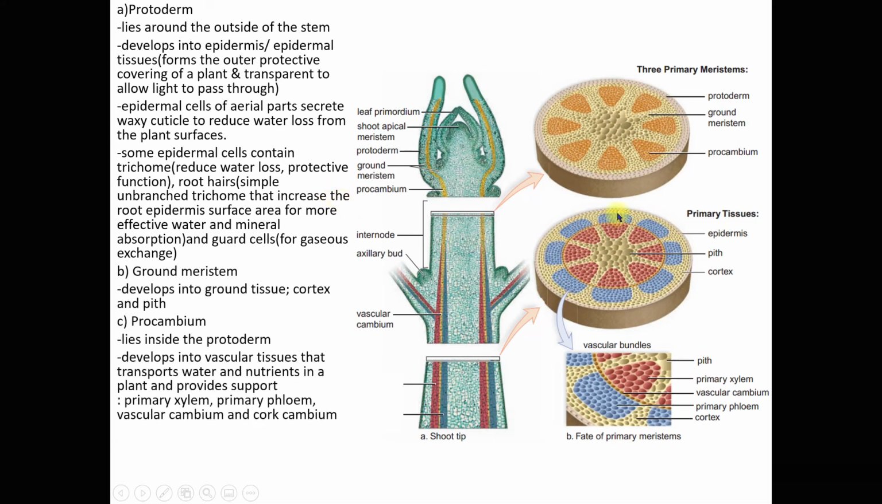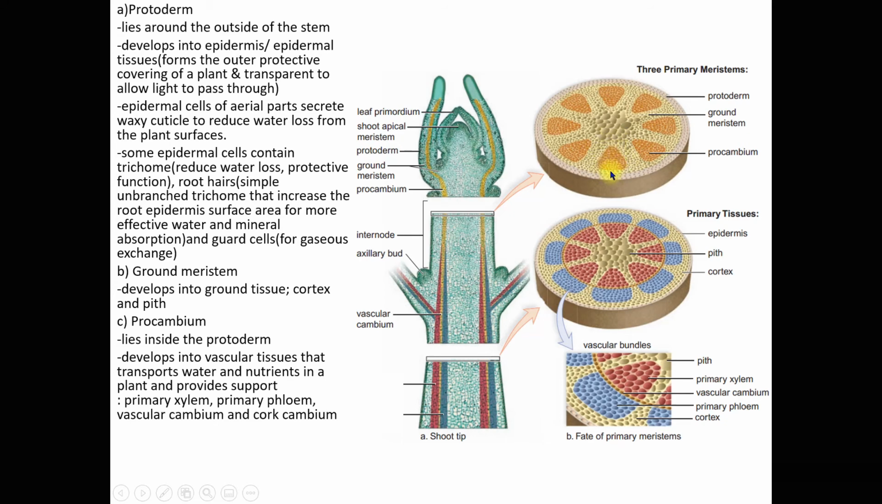Now, next is the ground meristem. Okay, ground meristem, all of this including this one is ground meristem. So this ground meristem develops into ground tissue: cortex and pith. All this yellow region is developed from the ground meristem. Can you understand? Alright.